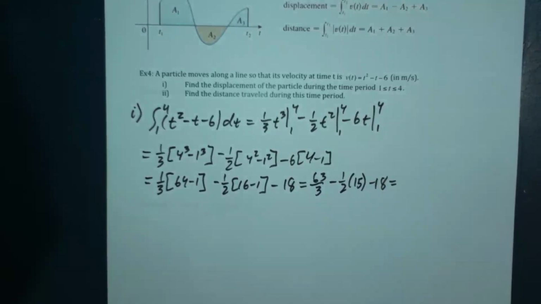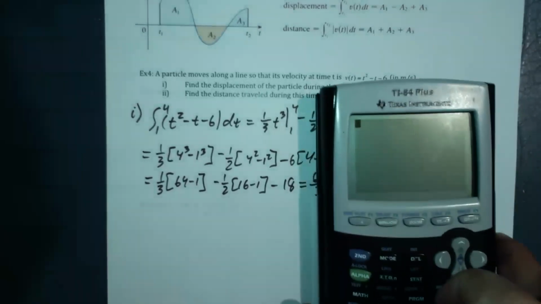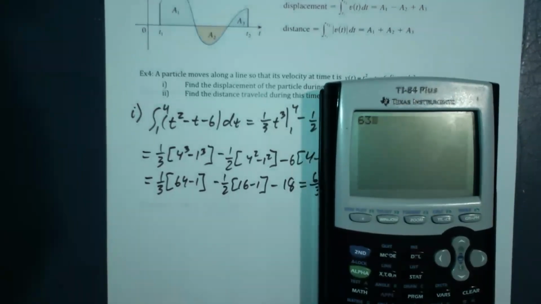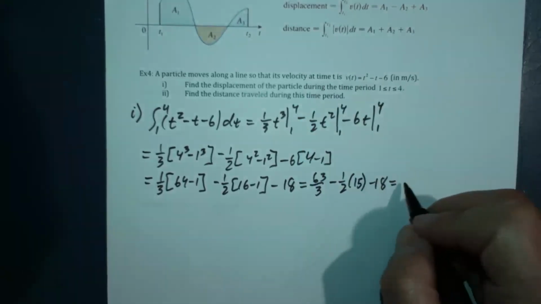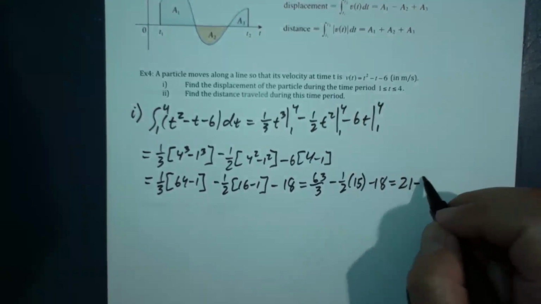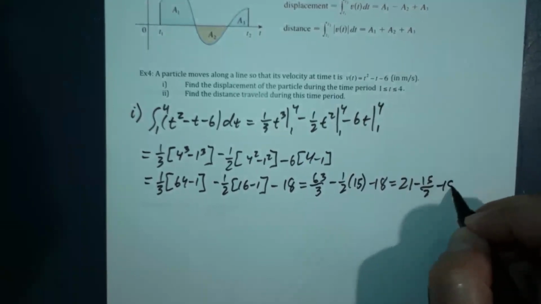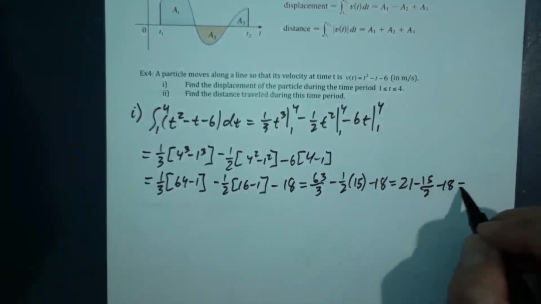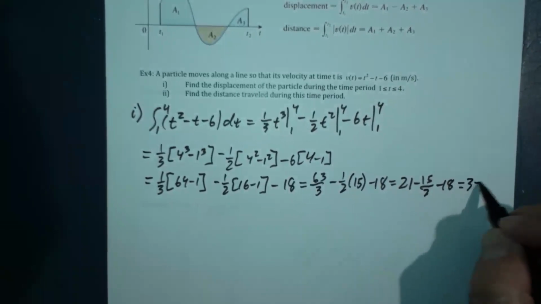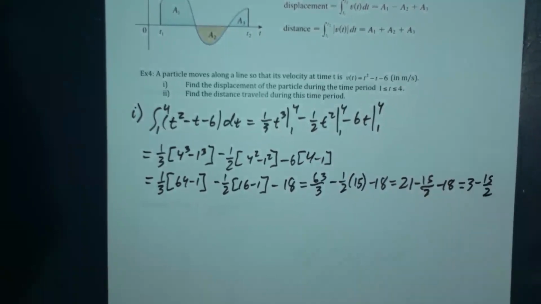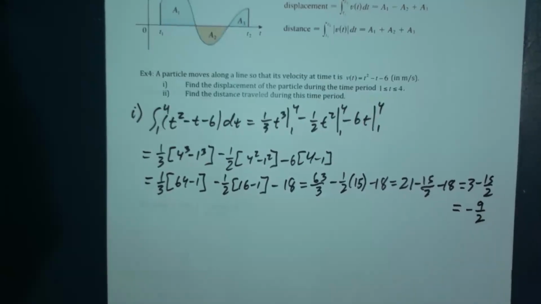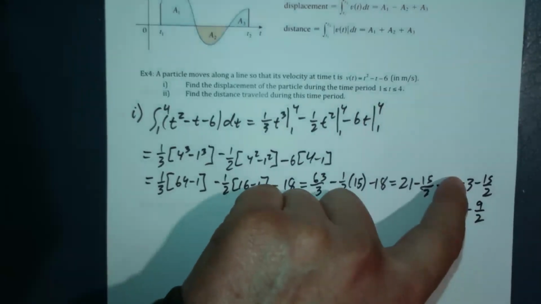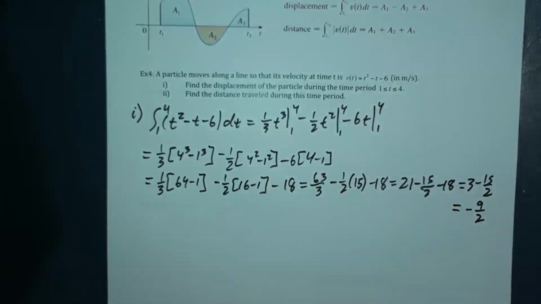And 63 divided by 3. 63 divided by 3 is going to be 21. 21 minus 15 halves minus 18, which is going to be 3 minus 15 halves, which is going to be negative 9 halves. So you make that a 6. 6 minus 15 is negative 9.